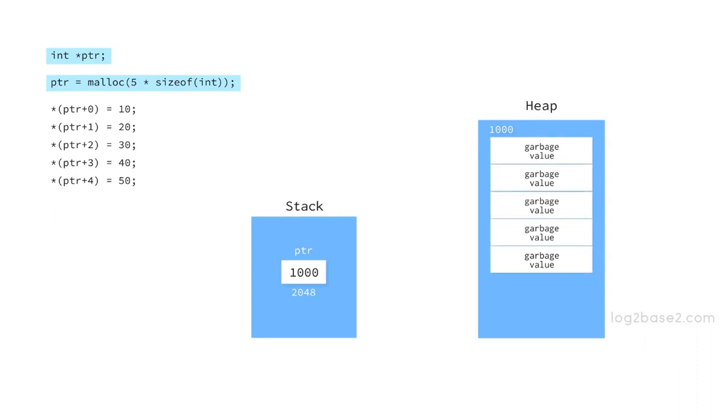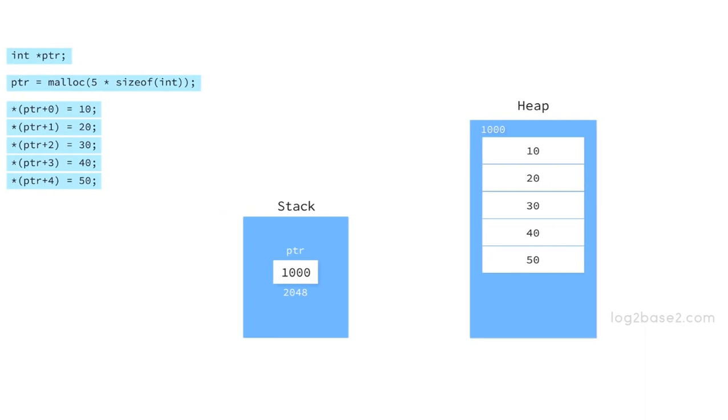Next, we have some assignment statements. First is *(ptr+0) = 10. As we discussed in the previous tutorial, *(ptr+0) is the value at the first integer slot, so 10 will be stored here. Next, we have *(ptr+1) = 20. So at the second slot, 20 will be stored, and similarly 30, 40 and 50 also get stored here.